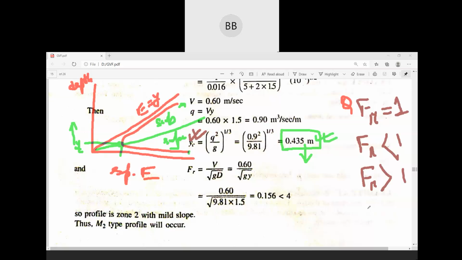So here in our case, our Froude number is 0.156, which is less than 1. That means when our Froude number is less than 1, our flow is subcritical.